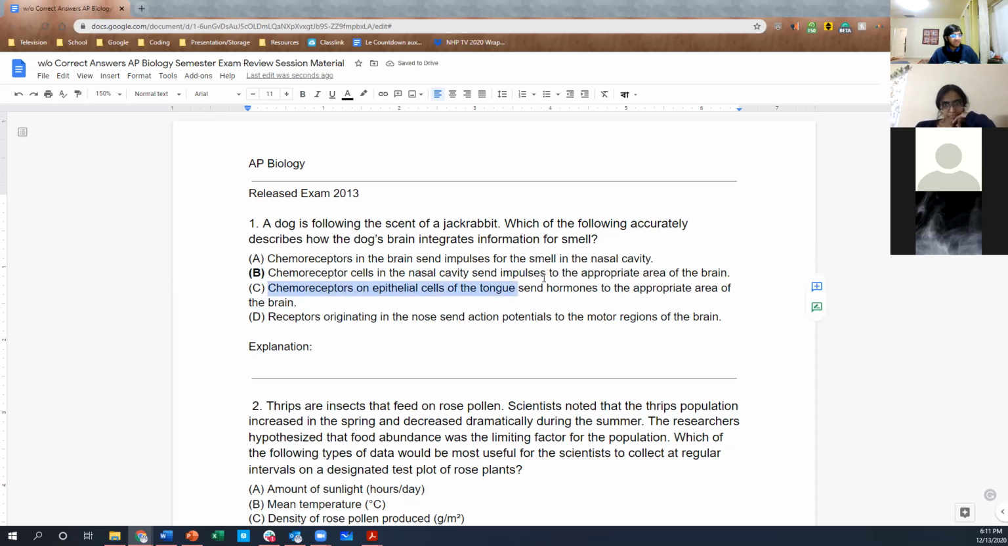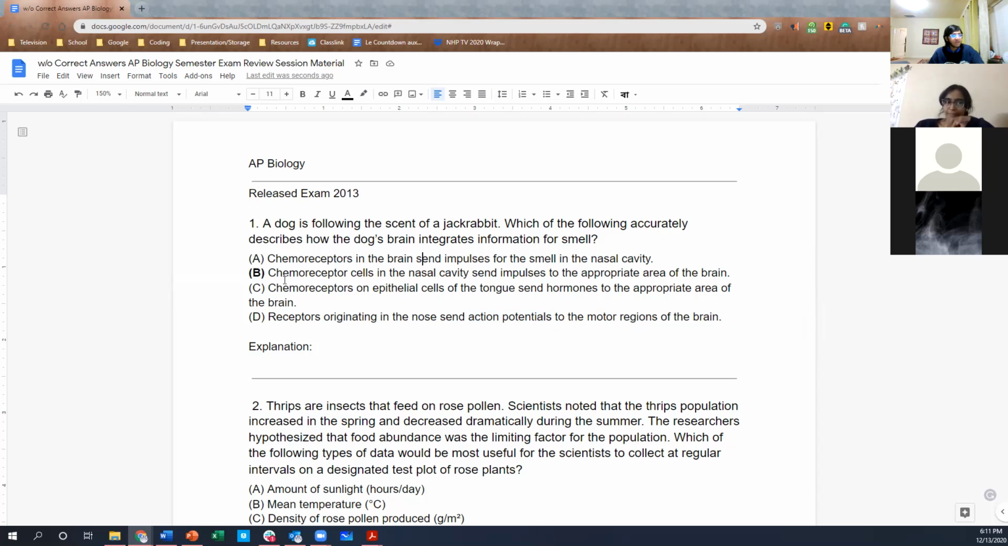C: chemoreceptors on epithelial cells of the tongue send hormones to the appropriate area of the brain. We're not dealing with epithelial cells. We're dealing with neurons. And D: receptors originating in the nose send action potentials to the motor regions of the brain. No, motor regions would have to deal with movements. So I don't think so. It could have to do with that, but I'm not sure what an action potential is. So I would go with B, which is the correct answer.